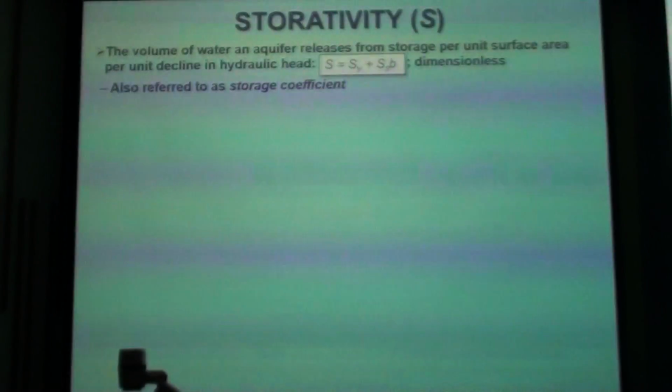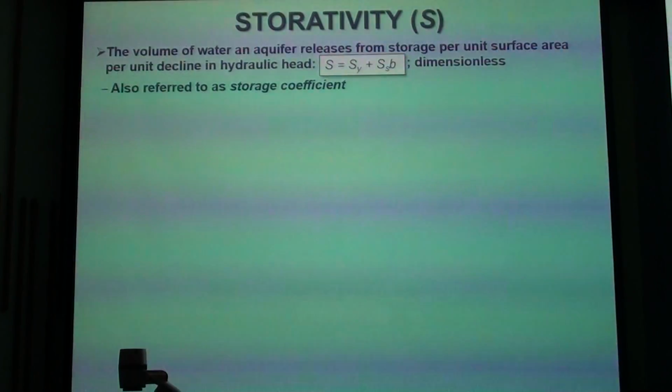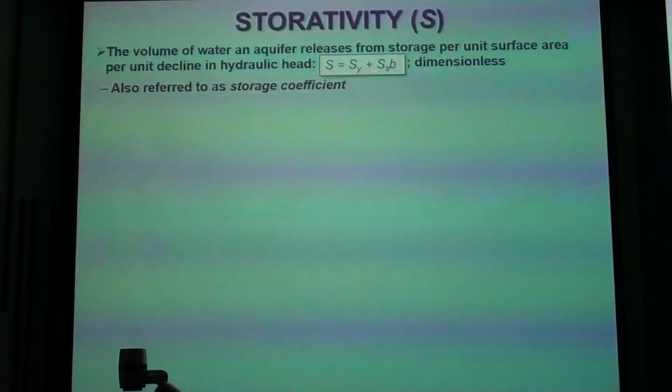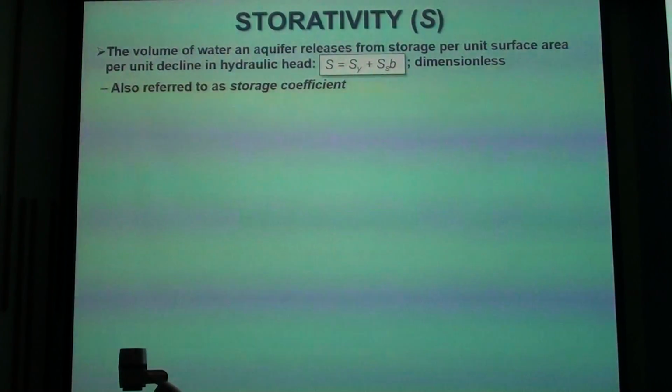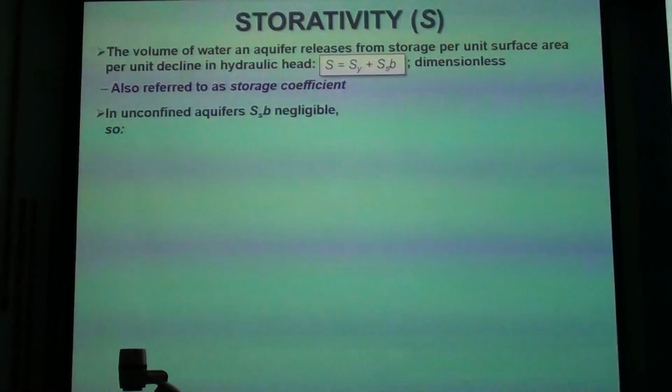Another term is storativity. This is where the equation we talked about before becomes important. It's the volume of water an aquifer releases from storage per unit surface area per unit decline in hydraulic head. So here's a unit, one by one by one: you drop the water level in it, and the amount of water it releases is its storativity. It's also known as the storage coefficient. Depending on which book you read, some are older than others and tend to change the terms, which have been bandied around differently over time, but they're all the same thing.